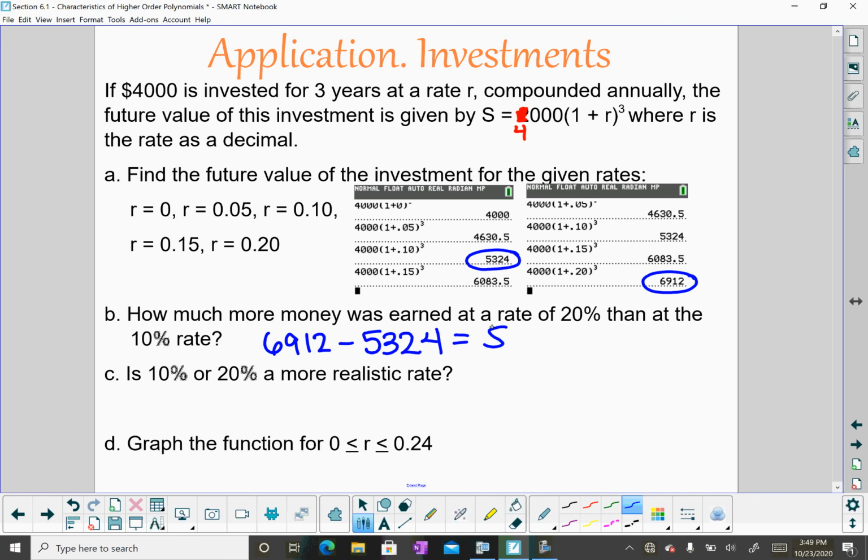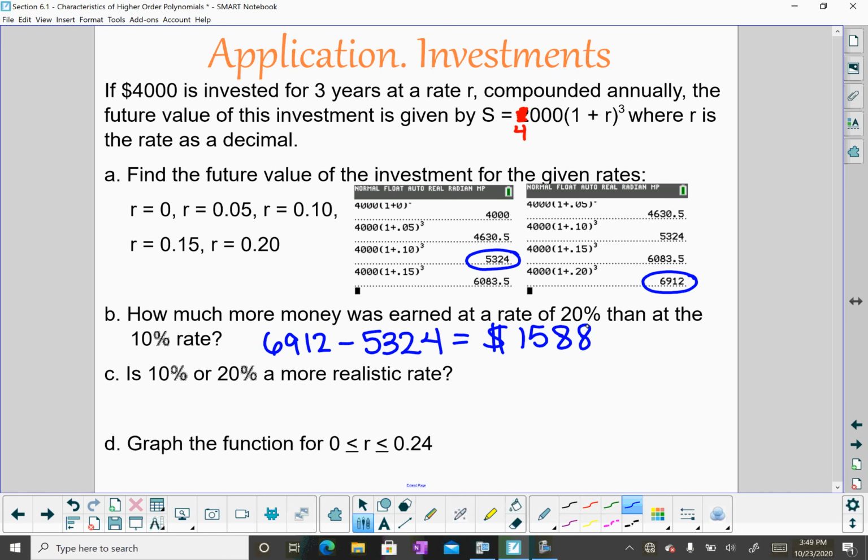And you can use your calculator for that. 6,912, do it on my calculator to the side here, minus 5,324. I get $1,588. Part C says, is 10% or 20% a more realistic rate?